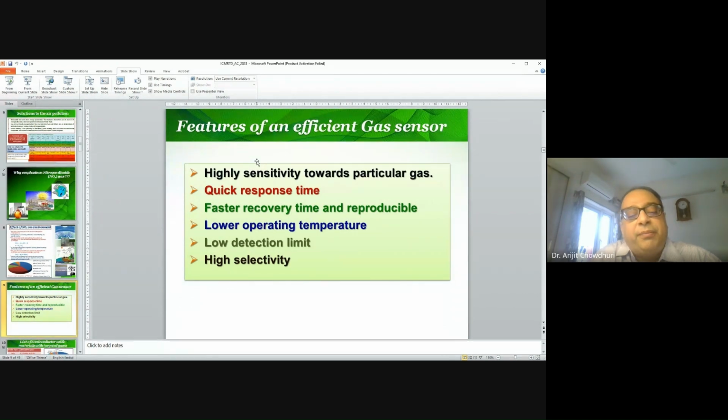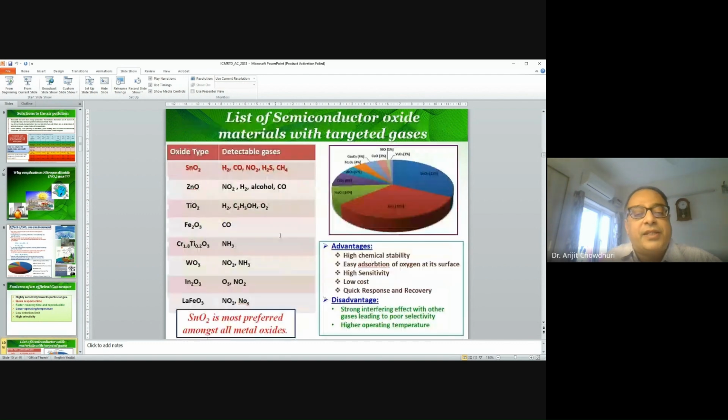It should have a low detection limit, and it should be highly selective, showing effective selectivity towards NO2 with whatever material we design the sensor with. So, from the list of semiconducting metal oxides and the targeted gases available in the literature, we find that tin oxide typically detects most of the gases.